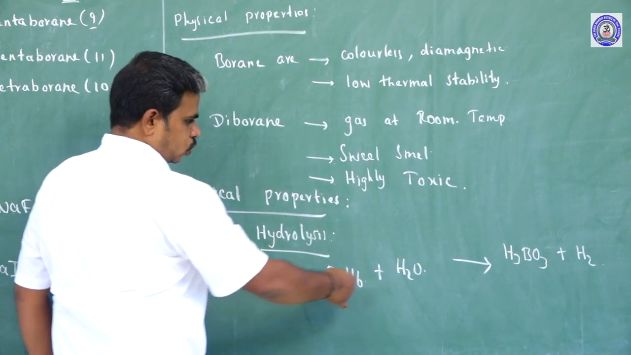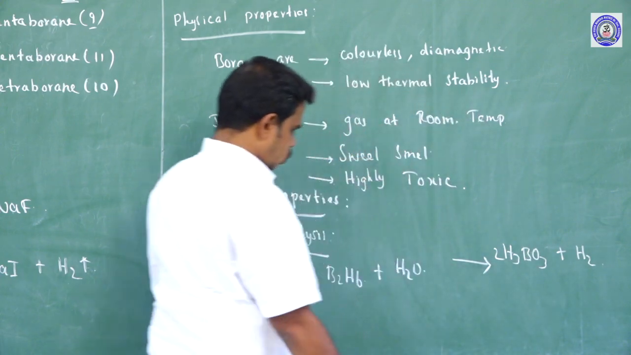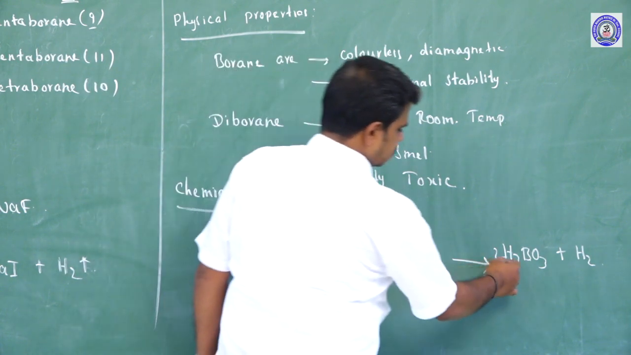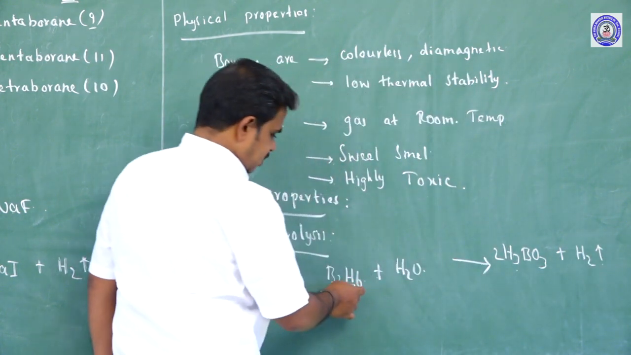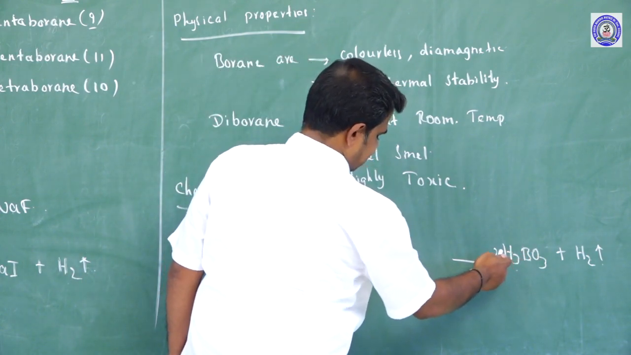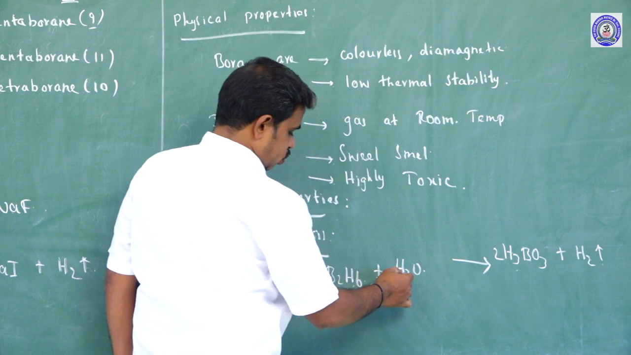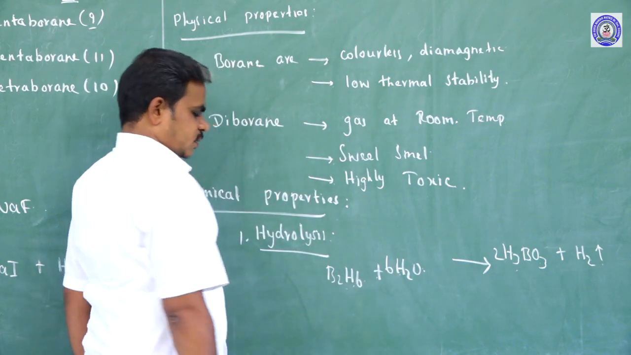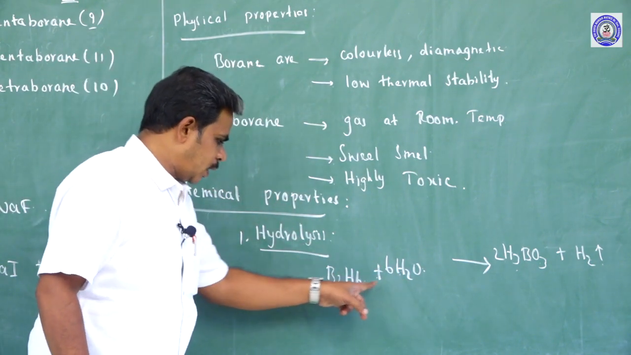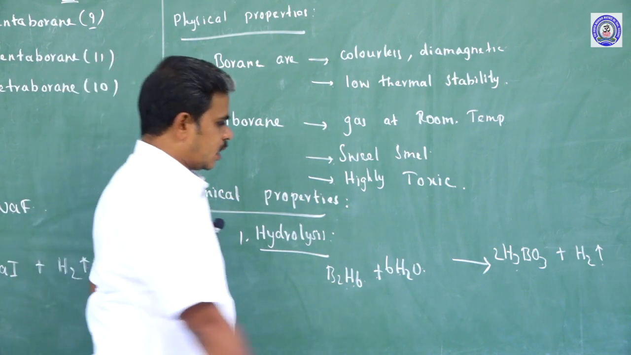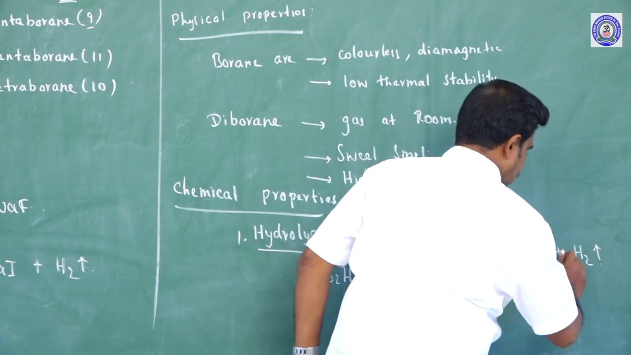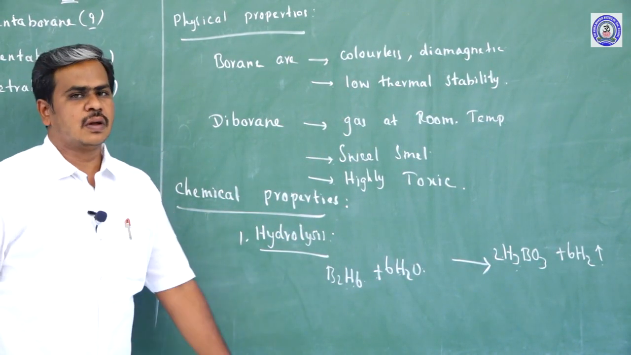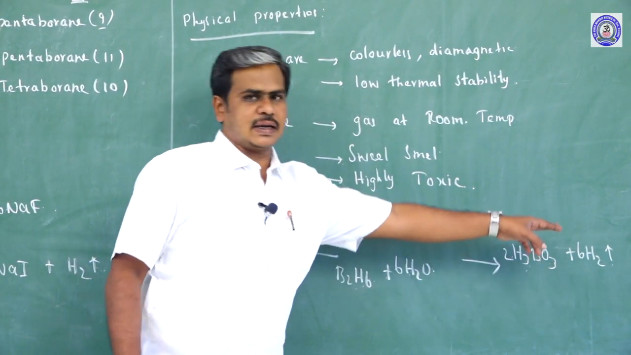Here B2 and one boron, so it is 2. H6, hydrogen 6, and here 8, so 6 and 2 is 8. Oxygen here it is 6, since here only one oxygen, so we take 6. Now, we may balance the hydrogen: 12 plus 6 is 18. So, it is balanced. Hydrolysis of diborane gives boric acid and hydrogen.